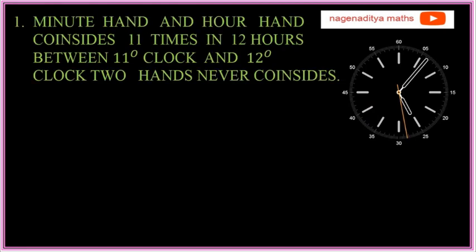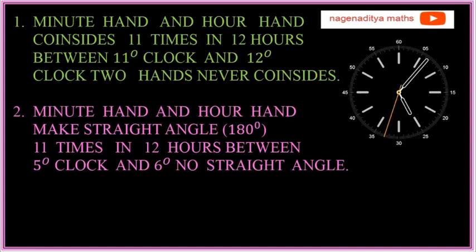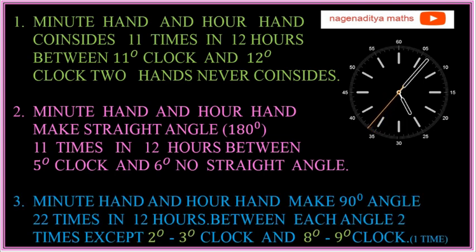The minute hand and hour hand coincide 11 times in 12 hours. Between 11 o'clock and 12 o'clock, the two hands never coincide. The minute hand and hour hand make a straight angle, that means 180 degrees, 11 times in 12 hours. Between 5 o'clock and 6 o'clock, there is no straight angle. They make a 90 degrees angle 22 times in 12 hours, between each hour 2 times, except between 2 o'clock and 3 o'clock and between 8 o'clock and 9 o'clock.